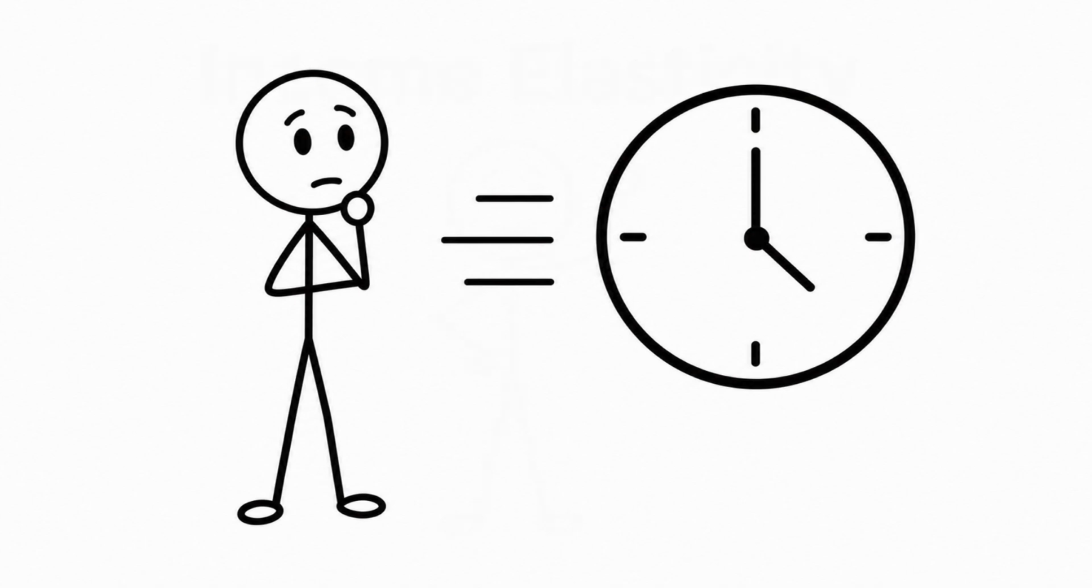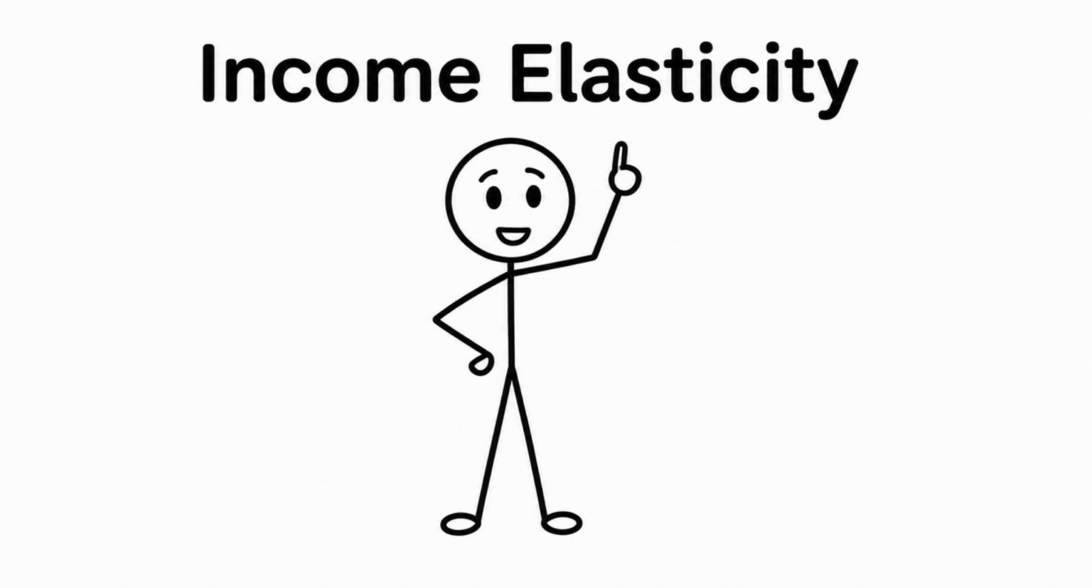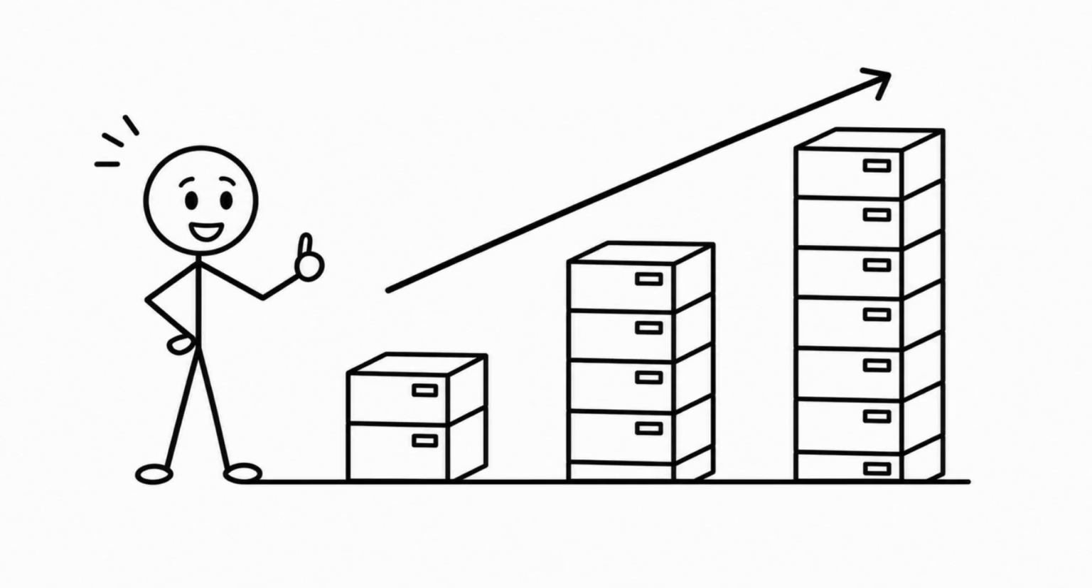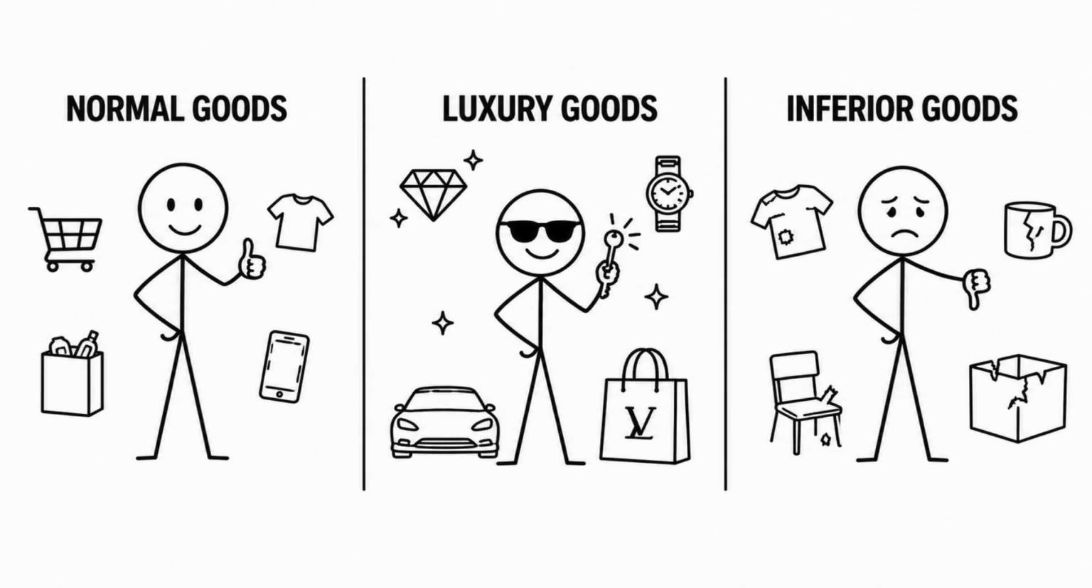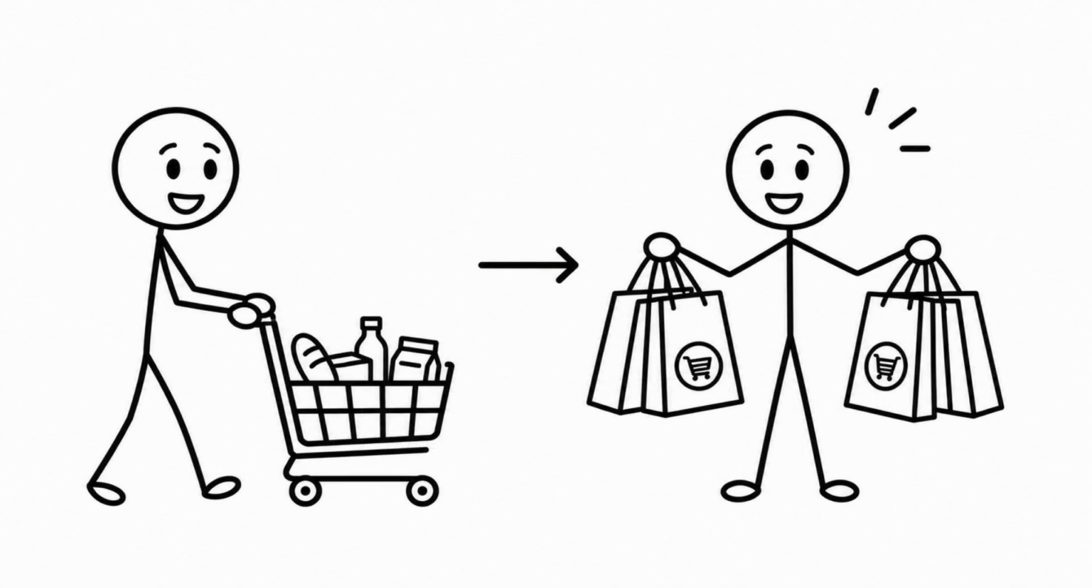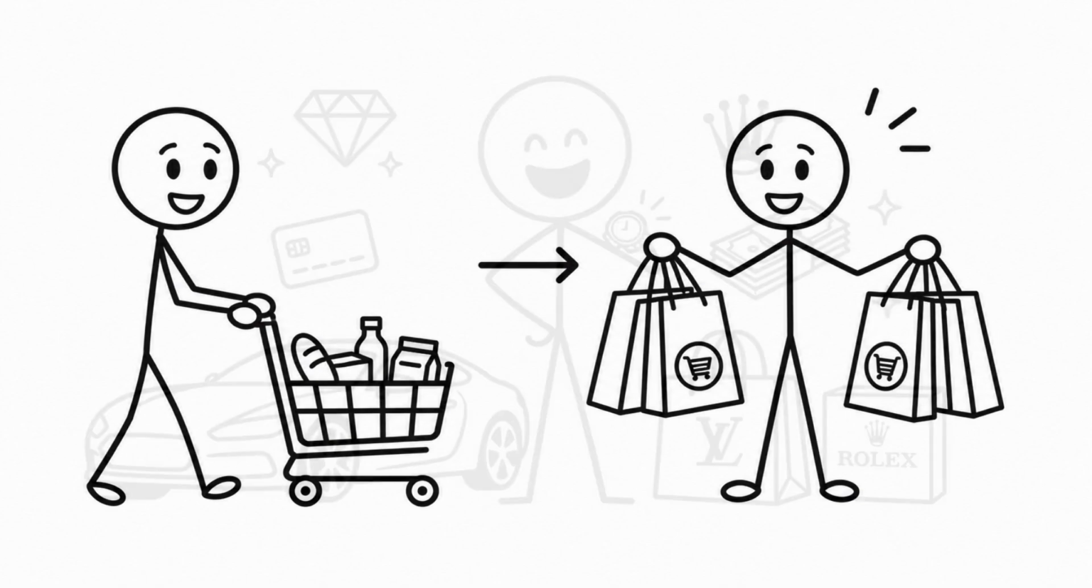Now let's move to income elasticity. Income elasticity measures how demand changes when income changes. It is calculated as the percentage change in demand divided by the percentage change in income. There are three types of goods. Normal goods are those where demand increases as income increases. For example, clothing or electronics.